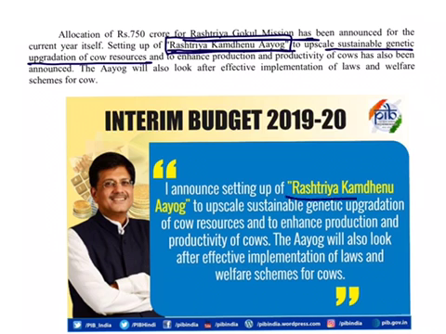Here Rashtriya Kamadhenu Ayog is to upscale that, and Niti Ayog will go for effective implementation of laws and welfare schemes for cows. So we should remember this name and purpose of this particular program. These are the important initiatives under this budget with regard to agriculture and allied agriculture. Now let us see tax related issues.